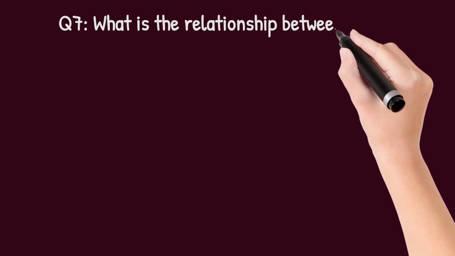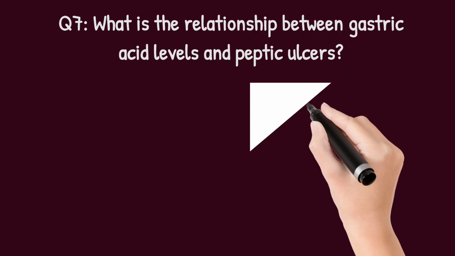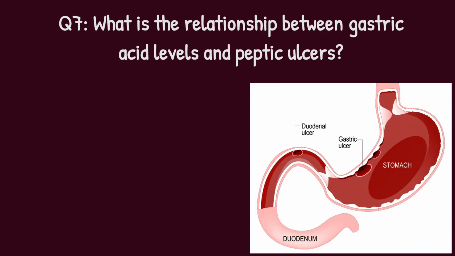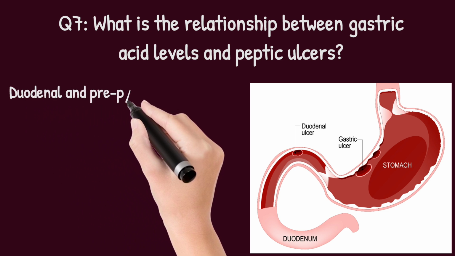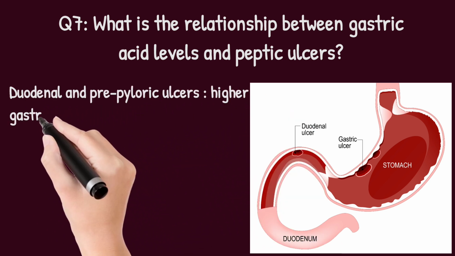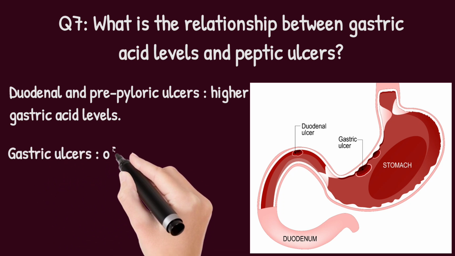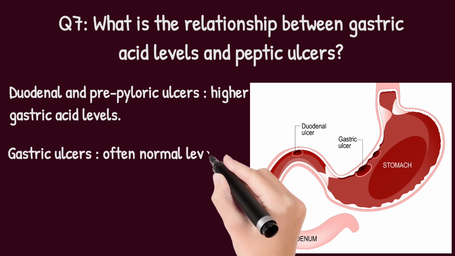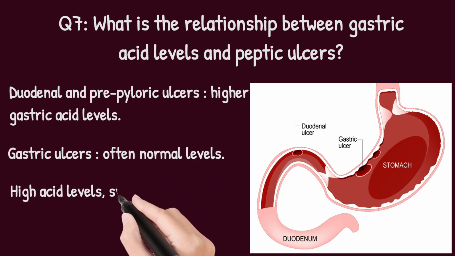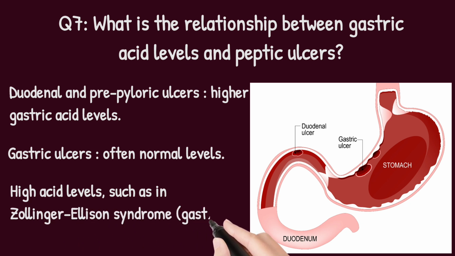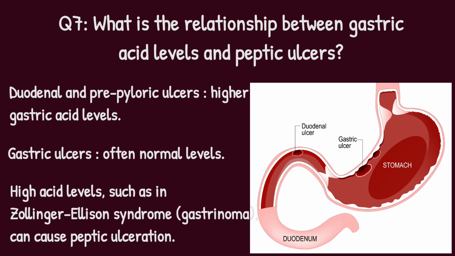What is the relationship between gastric acid levels and peptic ulcers? Patients with duodenal and prepyloric ulcers have higher gastric acid levels compared to normal subjects. Patients with gastric ulcers often have normal gastric acid levels. High acid levels, such as those found in Zollinger-Ellison syndrome, can cause peptic ulceration.